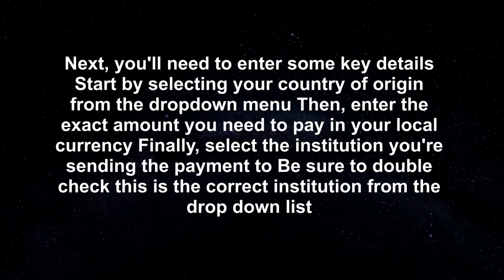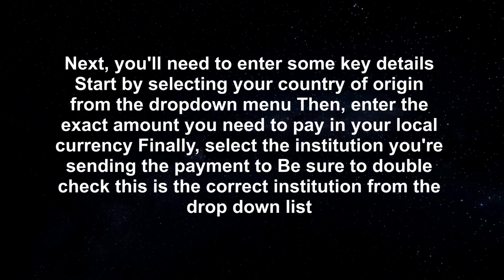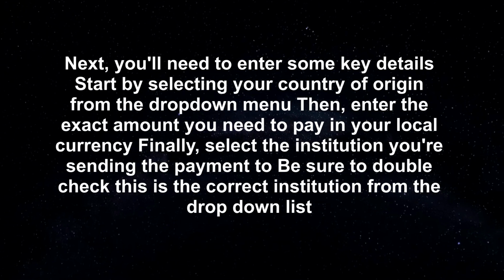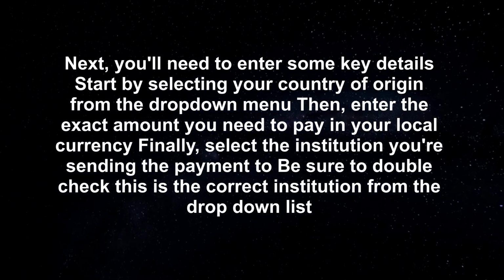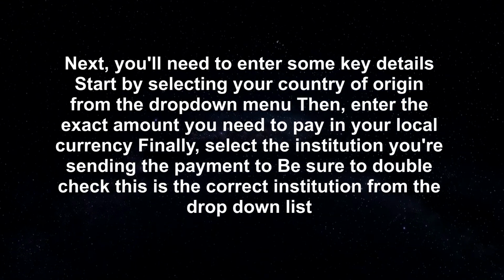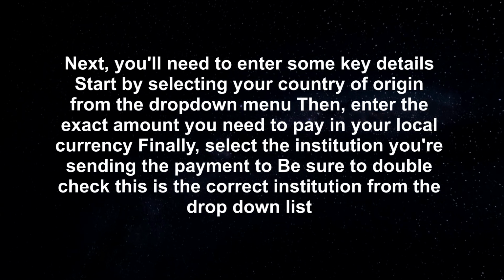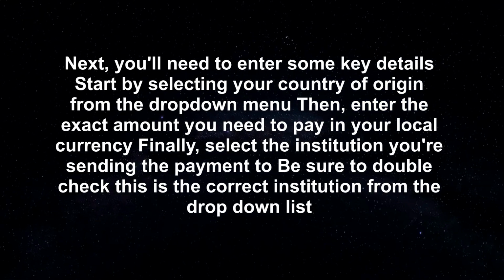Next, you'll need to enter some key details. Start by selecting your country of origin from the drop-down menu. Then, enter the exact amount you need to pay in your local currency. Finally, select the institution you're sending the payment to. Be sure to double-check this is the correct institution from the drop-down list.